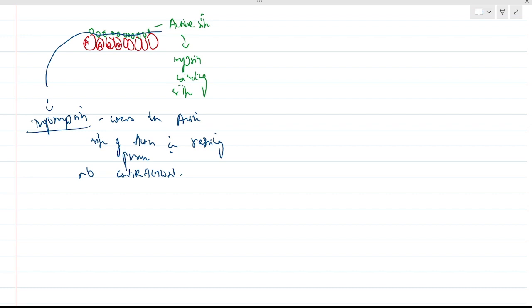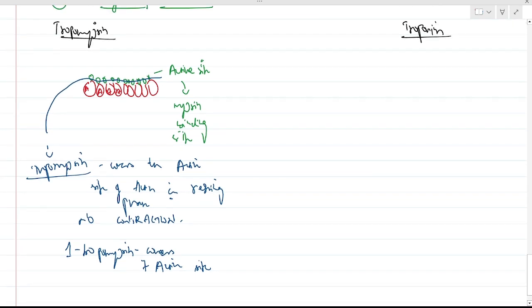Remember, one tropomyosin covers 7 active sites. This is the function of tropomyosin. It covers the active site of the actin, preventing contraction. And what is this active site of actin? These are myosin binding sites. Remember, in the resting phase, there is no contraction. This is our tropomyosin function.